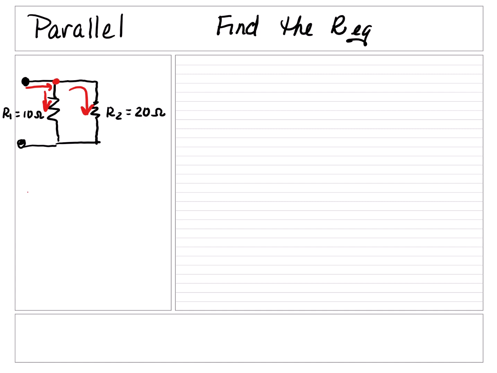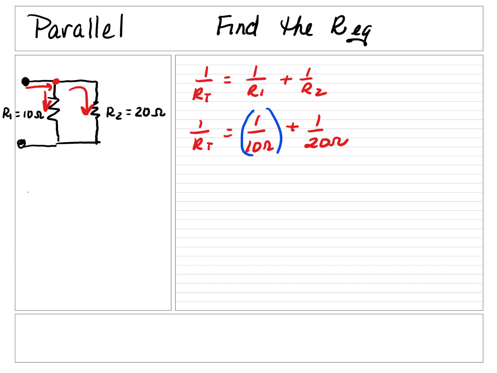The general formula for parallel circuits is 1 over RT is equal to 1 over R1 plus 1 over R2. If we plug the numbers into the equation, we get 1 over 10 ohms plus 1 over 20 ohms. In order to add fractions in math, you must have the same denominator. The common denominator between 10 and 20 is 20.